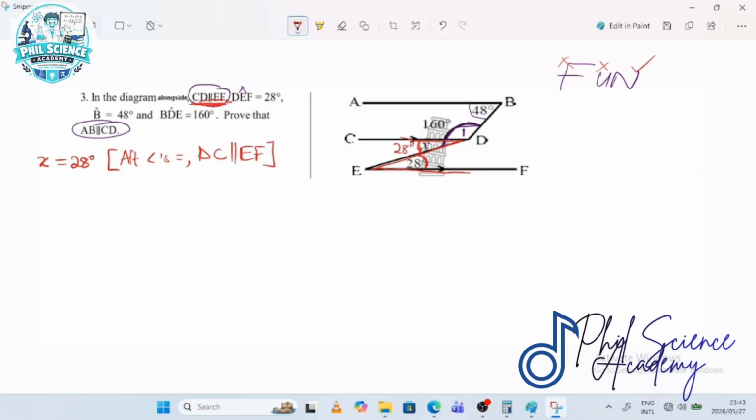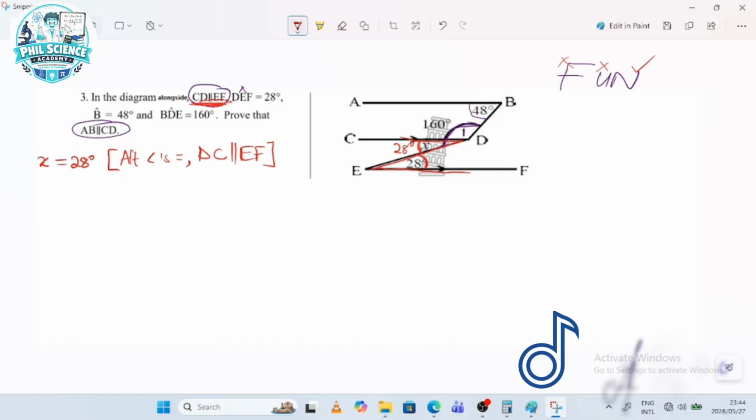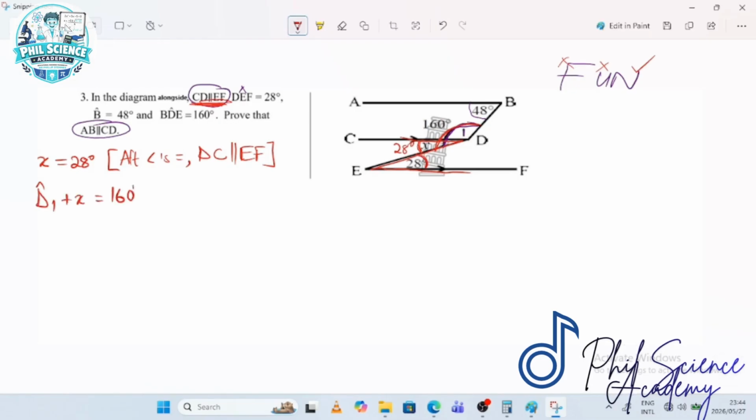So now, we have to find D1, right? D1, how would you find D1? We already know that angle D1 plus X is equals to 160 degrees. And you can see this is general knowledge. You already know that this 160 is enclosed between D1 and X.